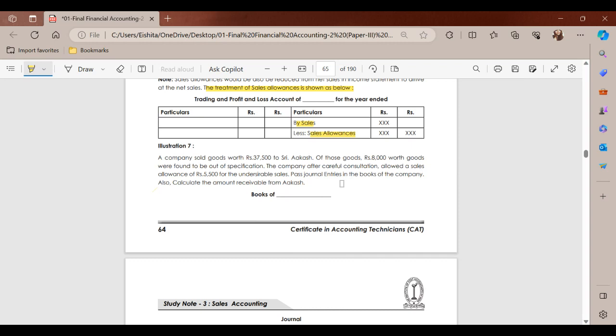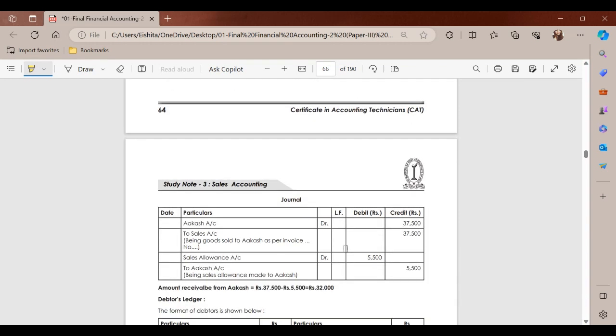Done? Okay. So the first entry is Akash debit 37,500 to sales, that is credited. Sales allowance debit 5,500 to Akash 5,500. The amount receivable is 37,500 minus 5,500, which is equal to 32,000.